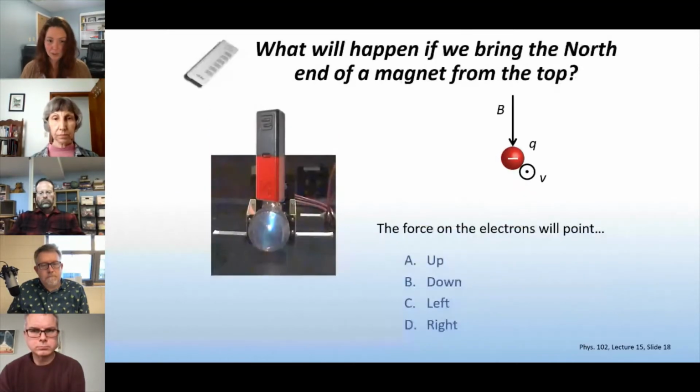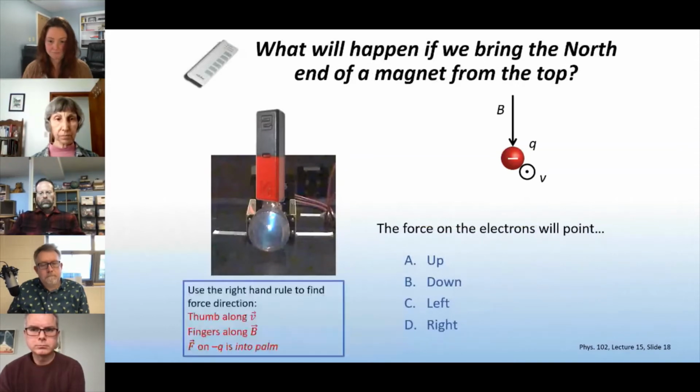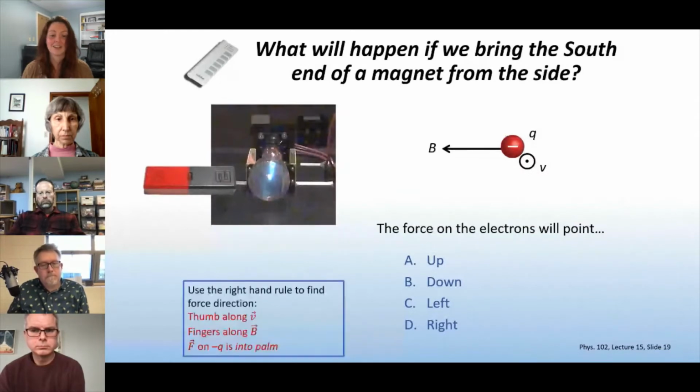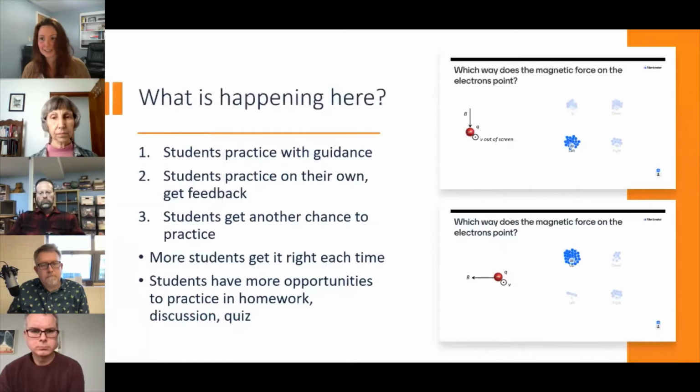Next time I ask them a poll question where there's a small variation. We practice it again. They get another variation. We practice it again, and so on. So what's happening here is that students practice with guidance. They get to practice on their own and get feedback, and then they get another chance to practice. And what I notice is that more students get it right each time. And if they don't get all the way there, they still have more opportunities to practice in their homework, discussion, and quiz before they take an exam.